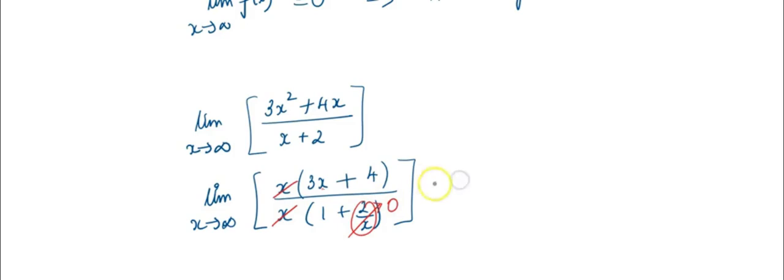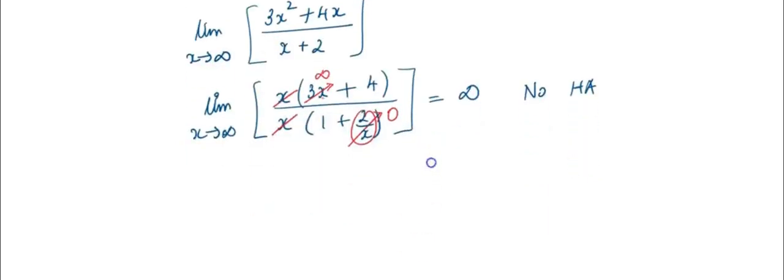Now maybe I can just put it out here. This becomes infinity, right? 3 times infinity. So that's going to be infinity. So the answer comes out to be infinity, as we expected, no horizontal asymptote. However, if we did the long division, we will know exactly how that asymptote works.